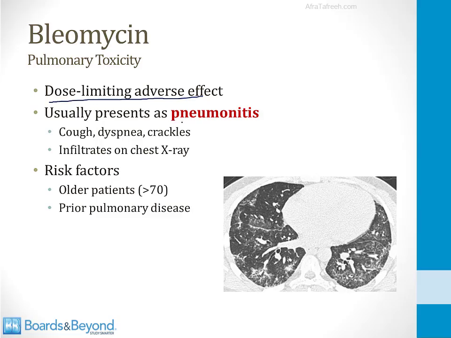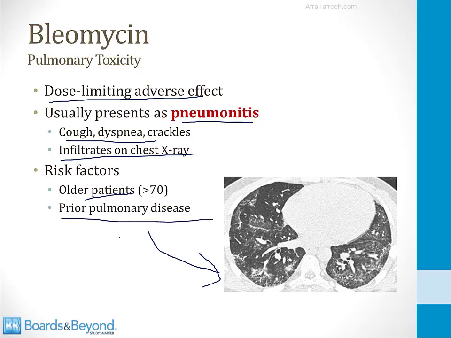It usually presents as pneumonitis, so patients develop inflammation in the lungs. This can cause cough, dyspnea, and crackles. It can also lead to infiltrates on chest x-ray, and also infiltrates that can be seen on a CAT scan like this one shown on the screen. This is more common in patients who are older. It's also more common in patients who have a prior history of pulmonary disease. And that concludes our module on anti-tumor antibiotics.